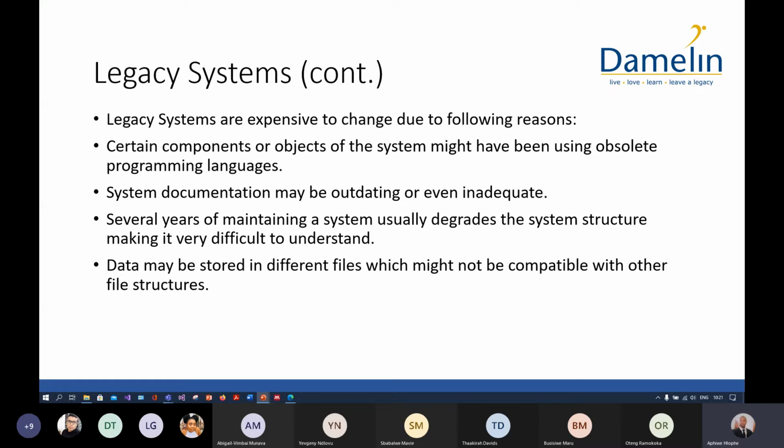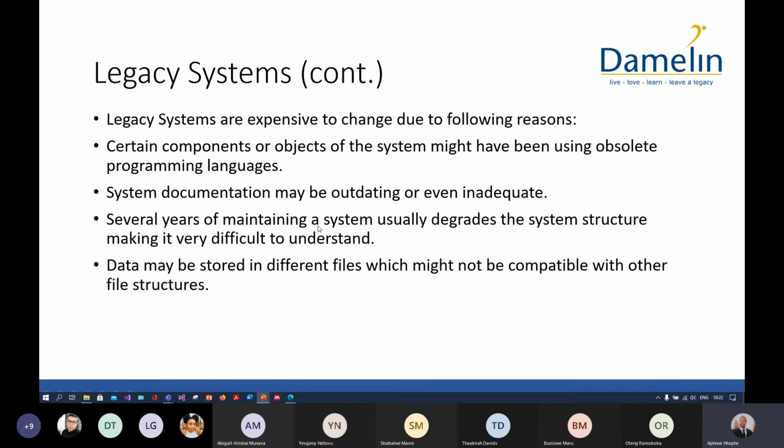So system documentation may be outdated or inadequate. You may even have lost the documentation about the system, okay? Because you've been relying so much on people in the organization who have experience in this system and they're able to explain it or do troubleshooting for other people. So you've lost the documentation, or it's outdated because the system has been revised several times and nobody has gone back to update the documentation.